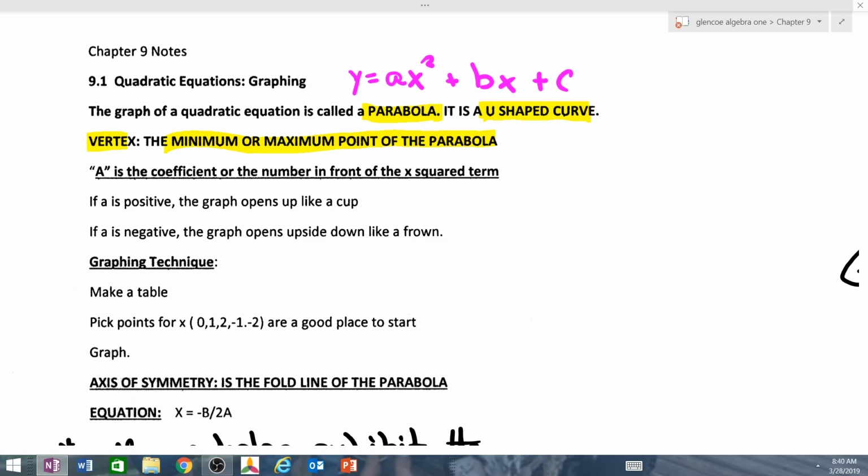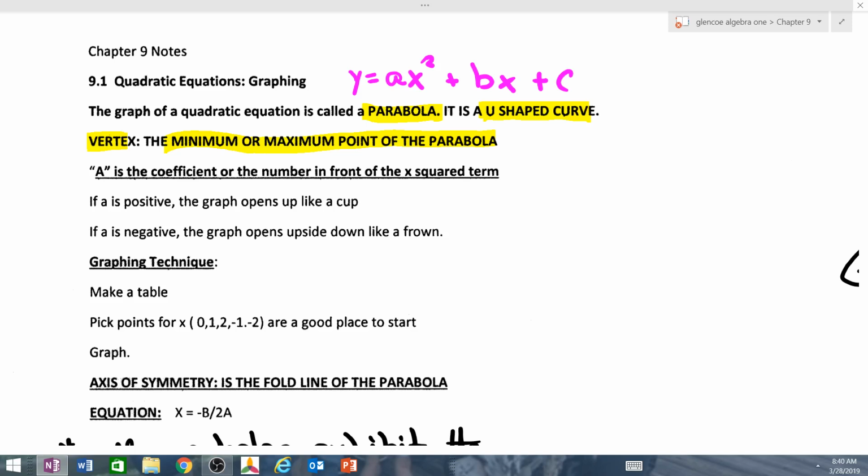So if you look at the top, I've given you the general form of a quadratic equation. We spent lots of time graphing them back in Chapter 8. y equals ax squared plus bx plus c. So the greatest exponent in a quadratic equation is the exponent of 2. The number, or a, in front of the x squared term is really important because if a is positive, the graph opens up like a cup. If a is negative, the graph opens upside down like a frown. And you'll see this in a few minutes.